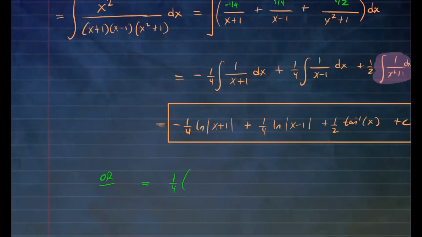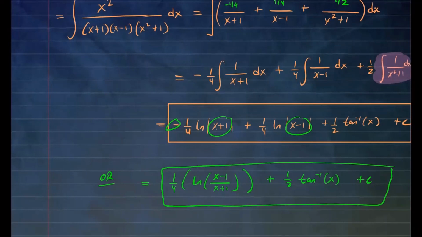You can say this is 1/4 ln of, so it's going to be this one over that one, because that's where the subtraction is. It will be (x minus 1)/(x plus 1), plus 1/2 tangent inverse of x plus c. So that's another way to write the same answer.